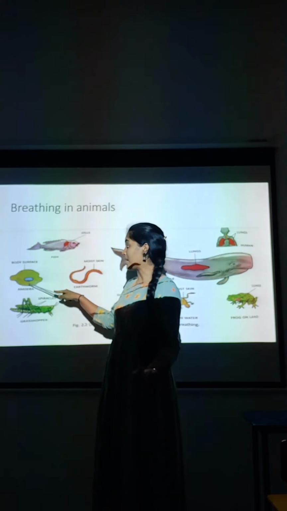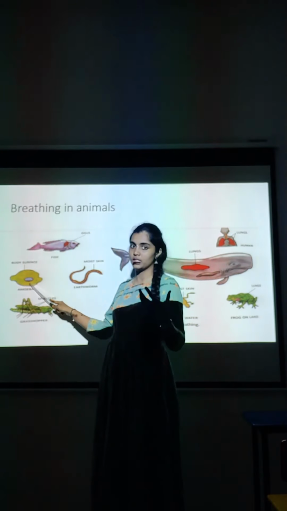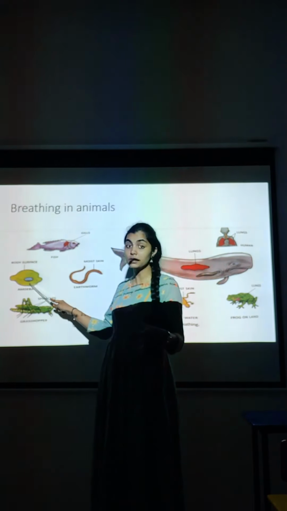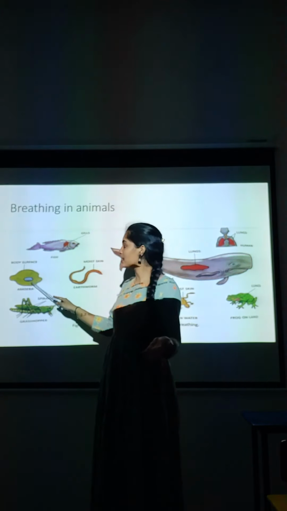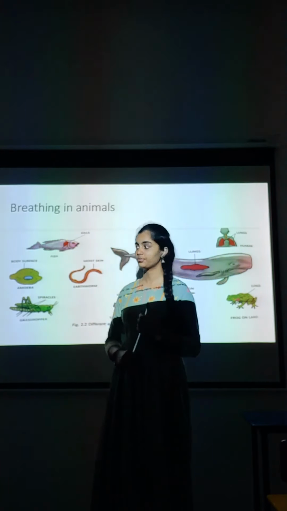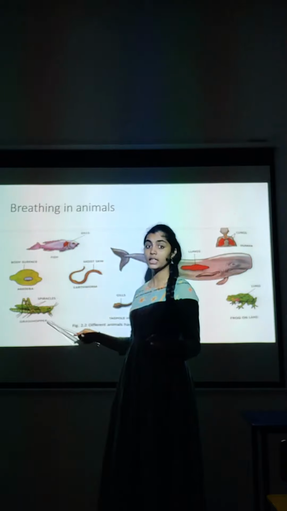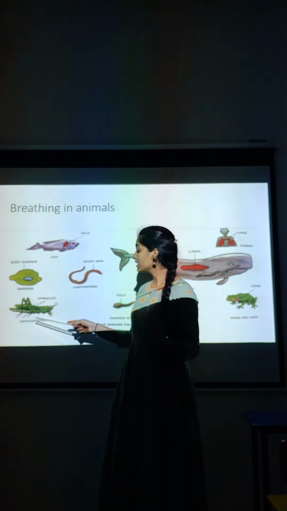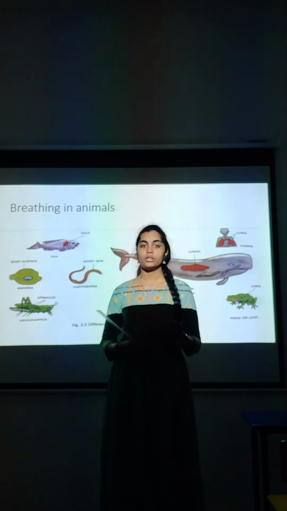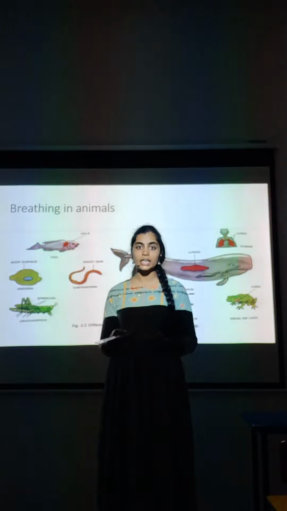Amoeba and paramecium are all examples of small, microscopic organisms, which take in oxygen and take out carbon dioxide with the help of their body surface. Now, when you look at this grasshopper, it's an insect, right? It flies. Now, how does this insect take in air and take out air? How does it breathe in and breathe out?